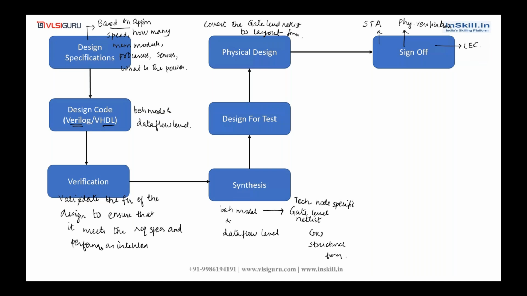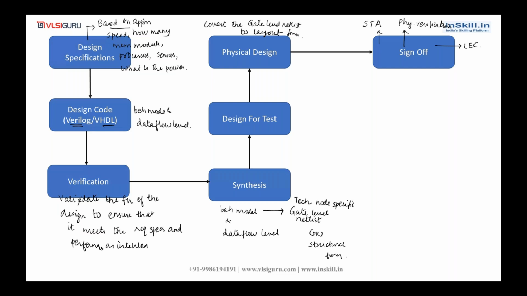So STA, as its name suggests, is static timing analysis. It is a method of validating the timing performance of the design by checking all possible paths for timing violations. So there will be various timing paths in our design. We will be checking whether there are any timing violations in those paths or not. That is what is STA, static timing analysis.